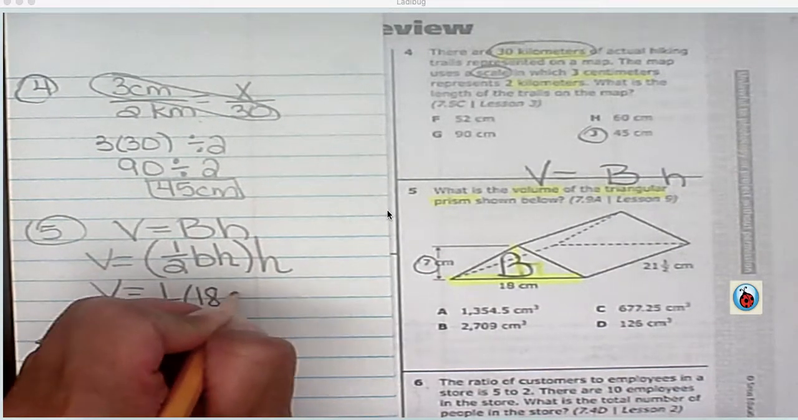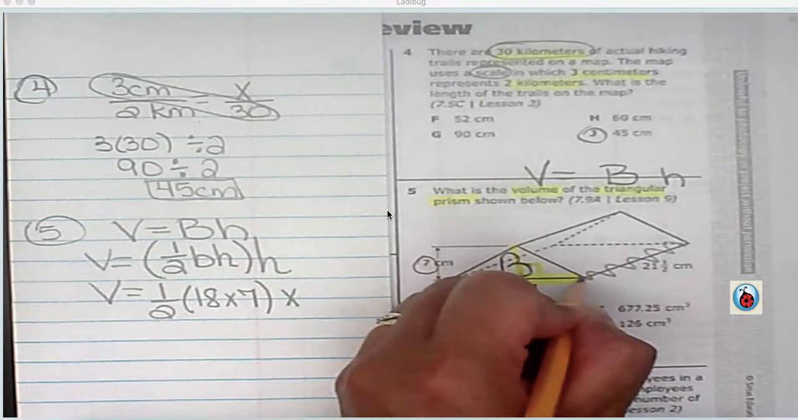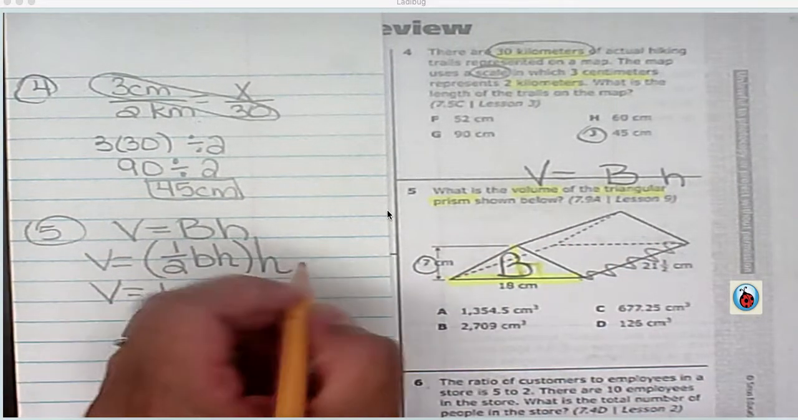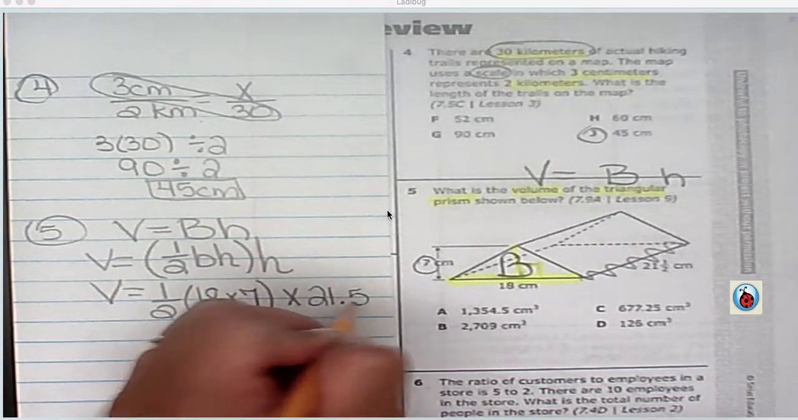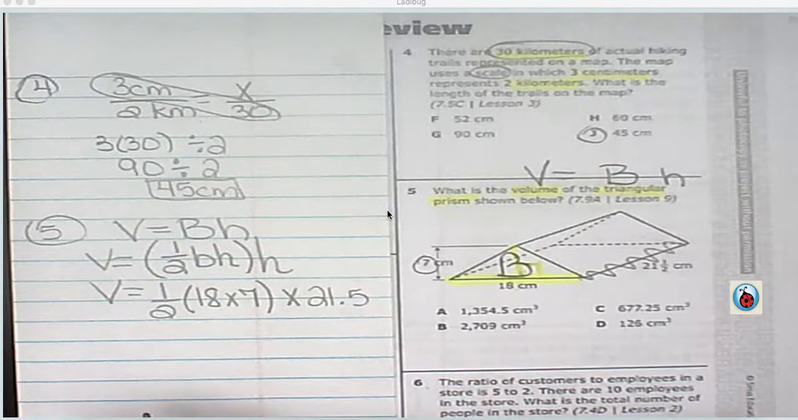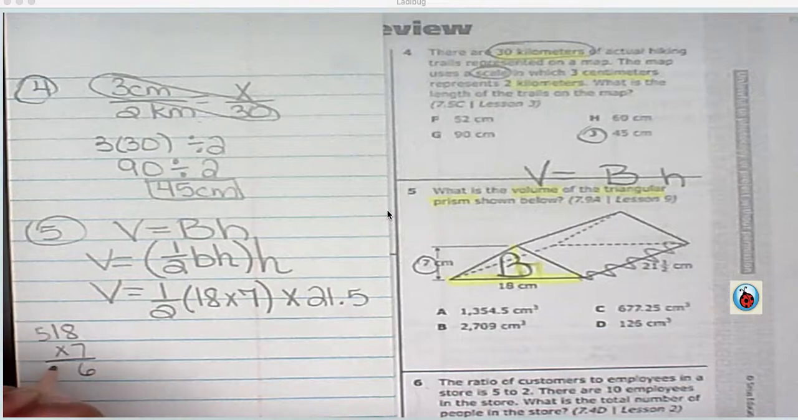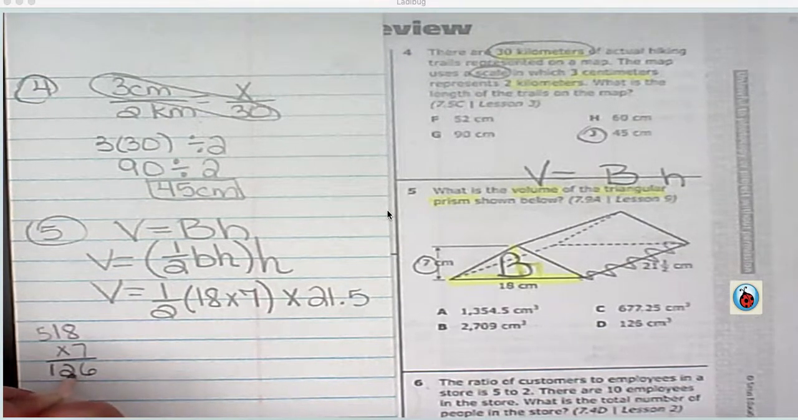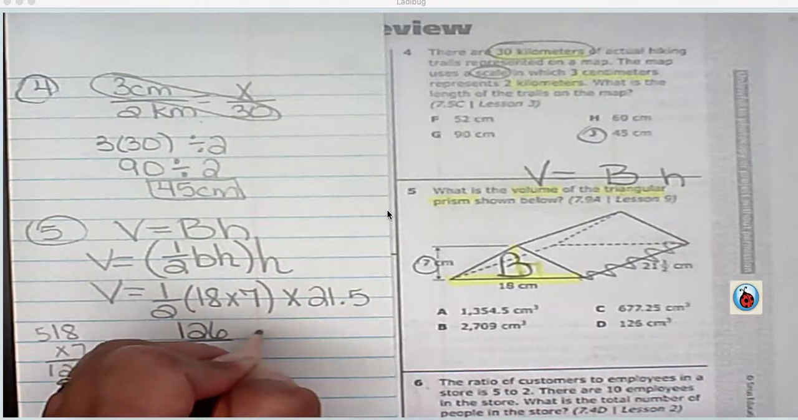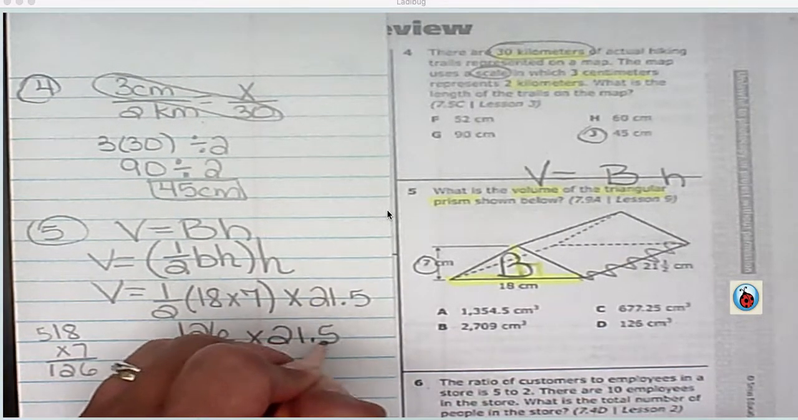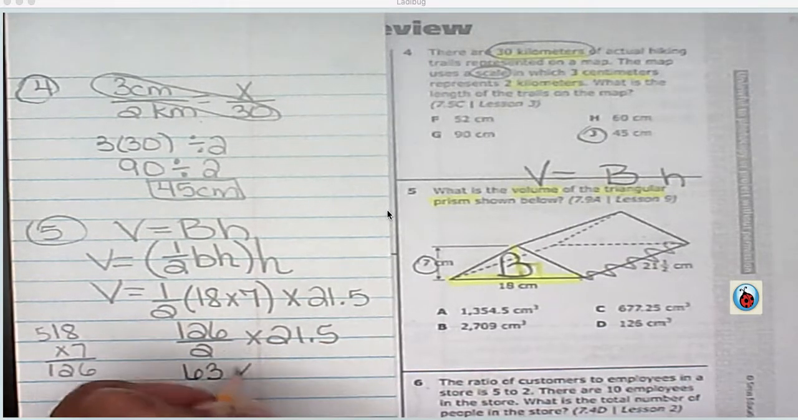So 18 times 7. Then we're going to multiply that times the height of the prism, which connects triangle to triangle. So this is going to be 21.5, but I'm going to change it into a decimal. So 21.5. Now we go ahead and do the calculation. So 18 times 7, 126. And then you got to divide that by 2. So that's going to give us 63 times 21.5.